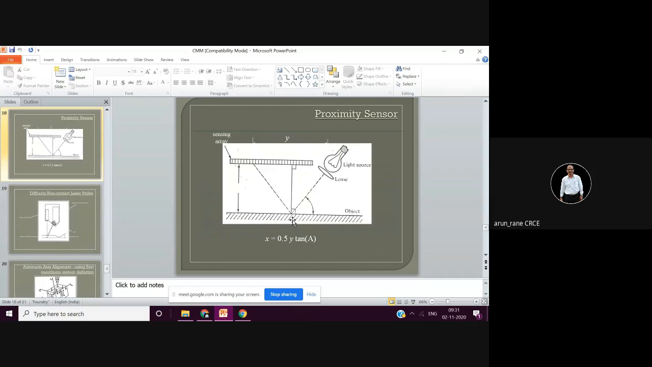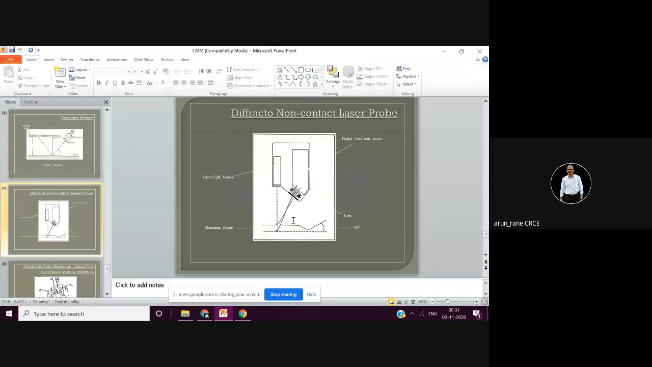Then there are other measuring techniques, like proximity sensors. Then you have non-contact laser probes. Non-contact laser probes are important in industries like electronics or semiconductors, where diodes or ICs, which are very small components, are manufactured. They also need to be checked. Wafers, meaning IC wafers, also need to be checked. Since they are very delicate, even if you take one in your hand and try to measure it, it will bend and the geometry will be spoiled.